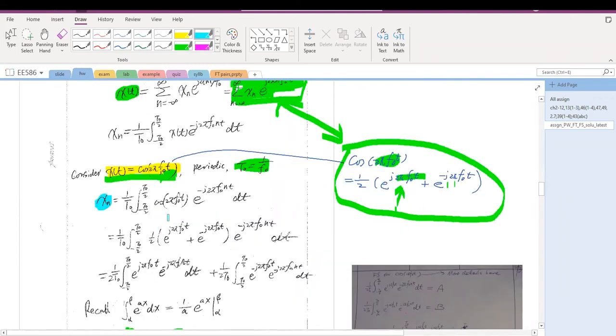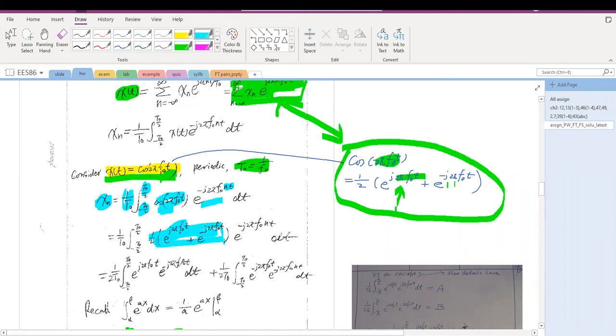This is the definition of the Fourier series. We take the integral over one period and we take the average. We take the signal multiplied by e to the power minus j2π n f0 t here. Again, we still have to use Euler's formula, because this is cosine and this is a complex exponential. You want the cosine signal to be in the same format as the complex exponential so that we can do the integral. So this is Euler's formula.